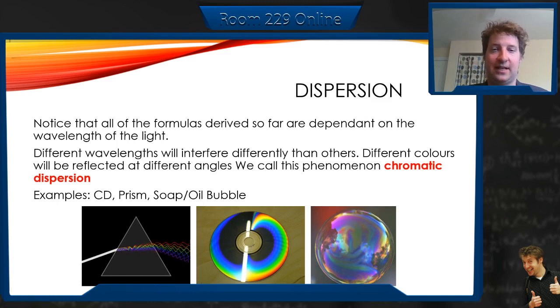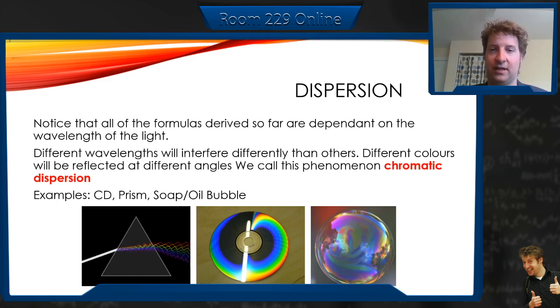So that leads us to that idea I just talked about. Notice all the equations we've derived so far have a lambda in them. So the larger the wavelength, the more diffraction there is. The farther apart these fringes will be, the farther apart the light gets spread out. Okay, so different wavelengths interfere differently than others, so they actually spread light out. And we call this chromatic dispersion, the spreading of colors. Fancy way of saying it, chromatic dispersion.